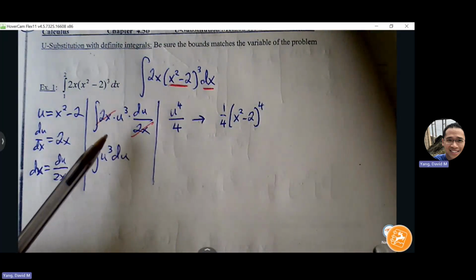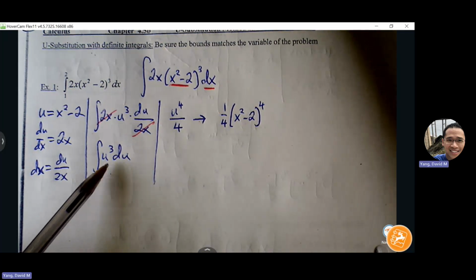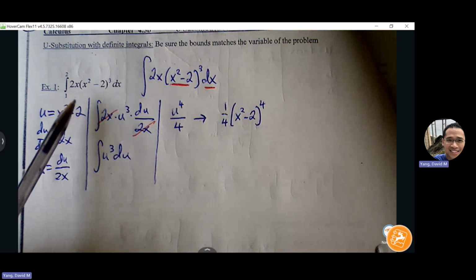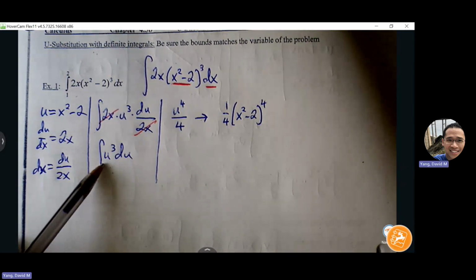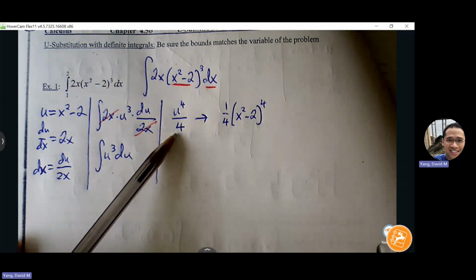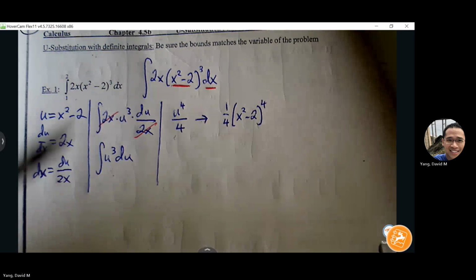Okay, so I got it cleaned up to be the integral of u cubed. After my u substitution, I'm staring at a much easier problem than what I started with. This is a power rule problem. Take my antiderivative, bring my original variable back. Now I can involve my bounds.